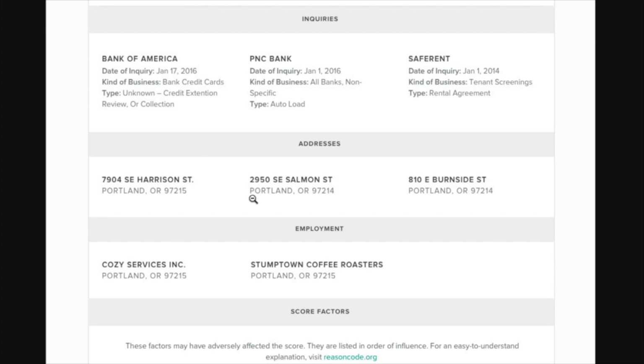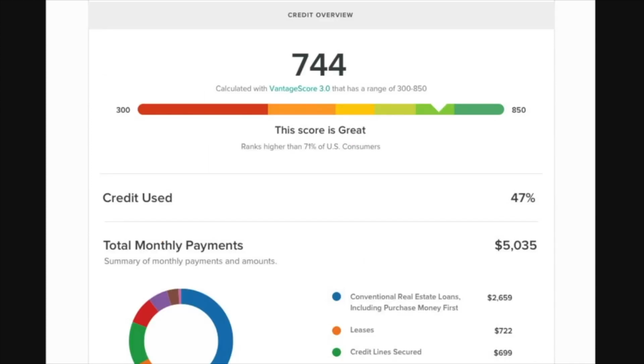This is also going to list some of their previous addresses. That may or may not be helpful to you, but it's almost always going to be included there. And then for employment, if the person is currently employed, you should see that information here. And this can also be helpful when it comes to verifying a person's income. Because keep in mind, this credit report is not telling you how much money a person makes.